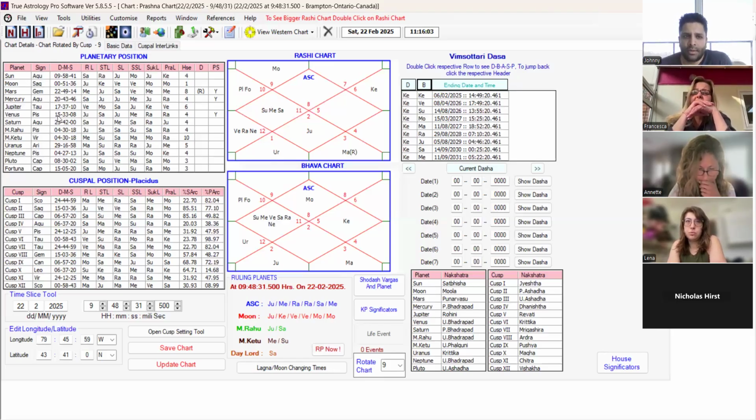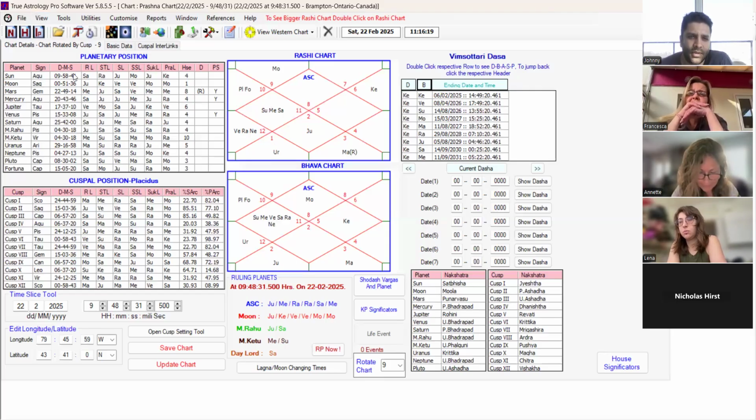The next column here represents your degrees. It shows you what degrees they're at, right? So Sun is at 9 degrees, 45 minutes, and 58 minutes and 41 seconds. This just tells you how many degrees. When and if you get into the advanced levels, you'll understand what degrees mean.